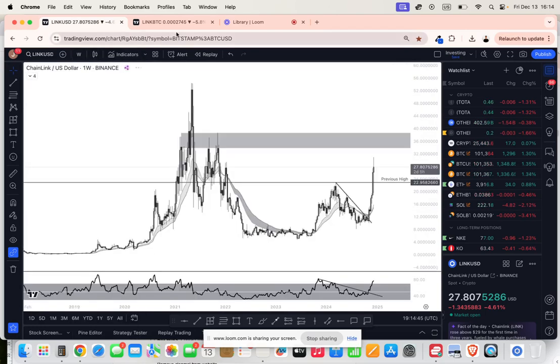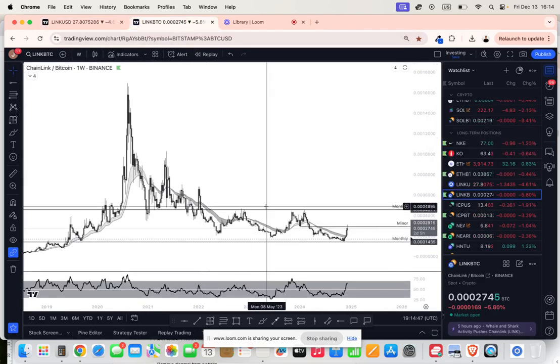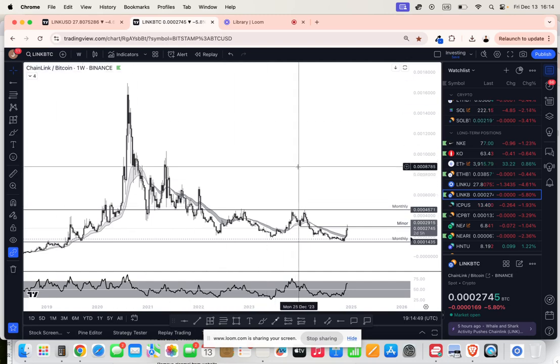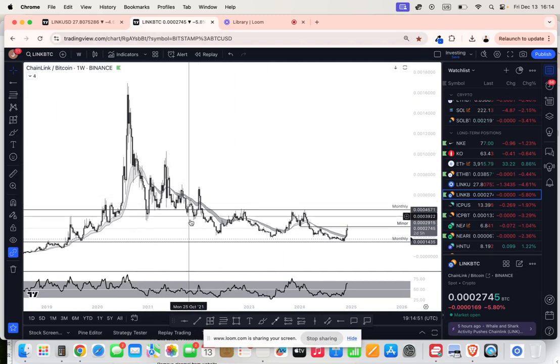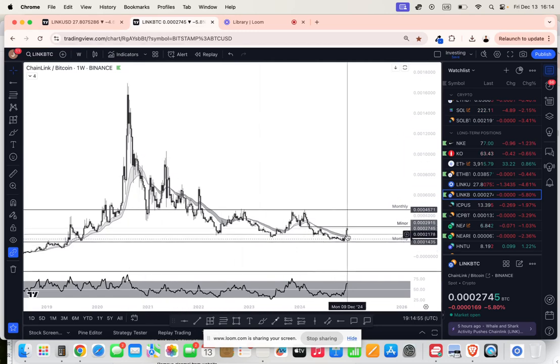Now, if we move on to the BTC pair, which is even a little bit more interesting for me, you can see here we've been in this horrific downtrend for years on Chainlink. And right now, we are just breaking above our EMA band on the weekly time frame, which does not happen very often. So we've got a lovely breakout and a retest so far. This candle is not closed yet, we've still got 2 days left, but so far it is looking very bullish.